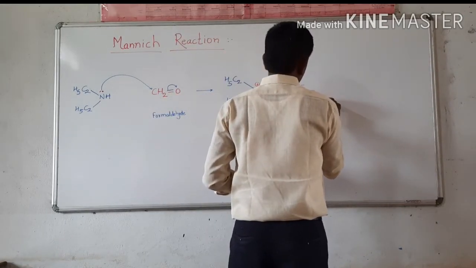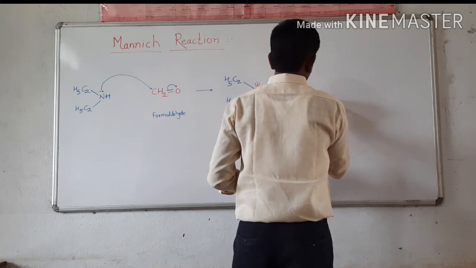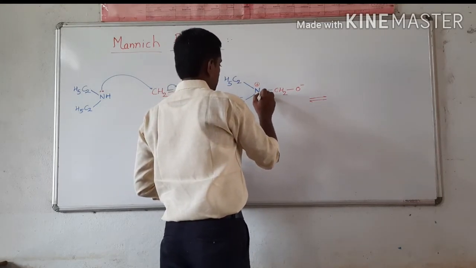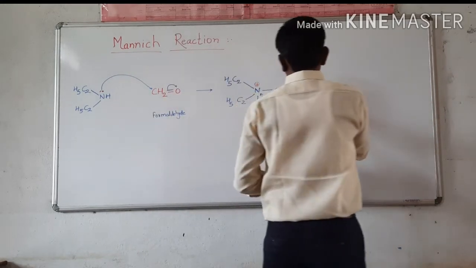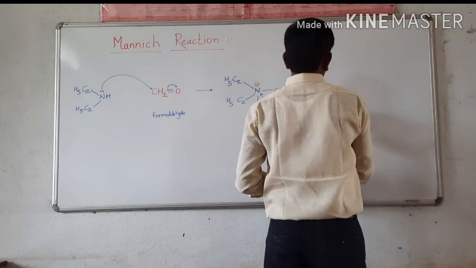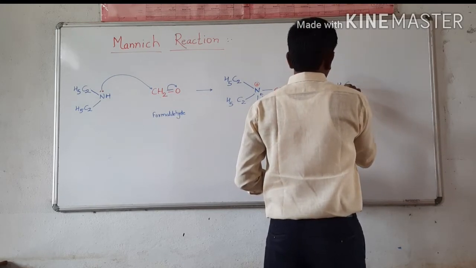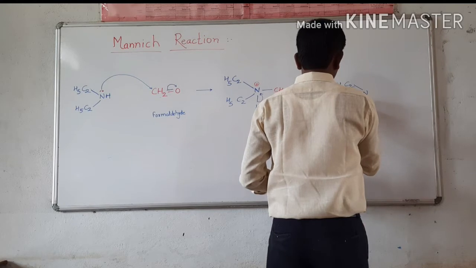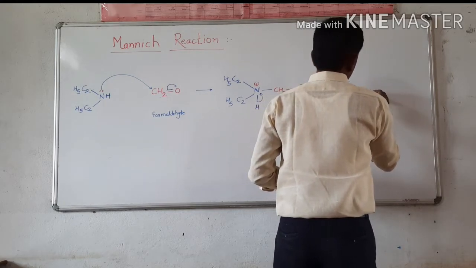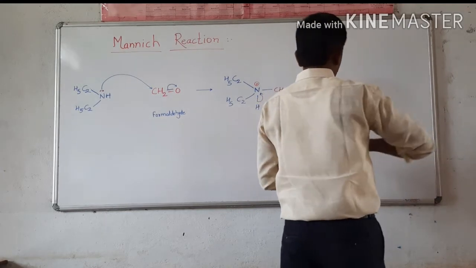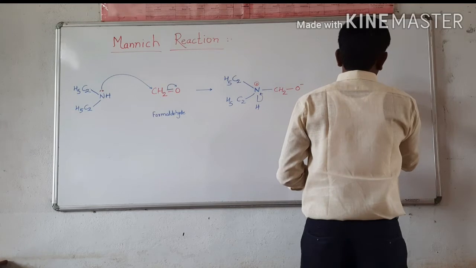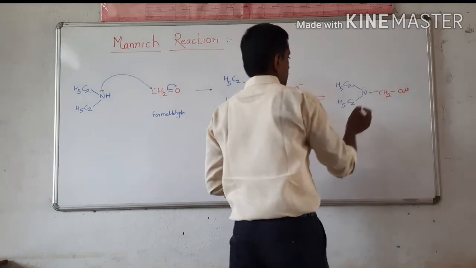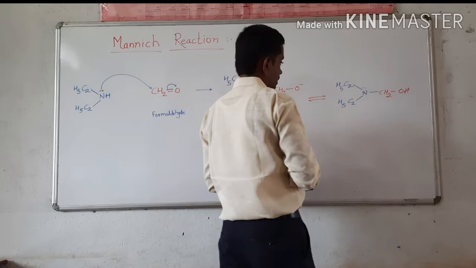This structure can be represented, or here the internal proton shift takes place to reappear the lone pair of nitrogen and to satisfy the negative charge on oxygen. Lone pair reappears. Now here CH2OH. This is the stable species.